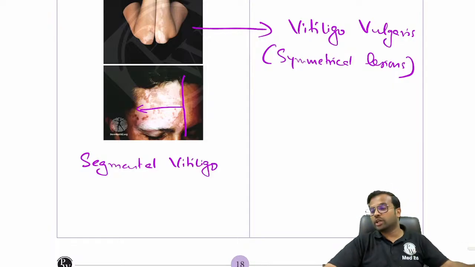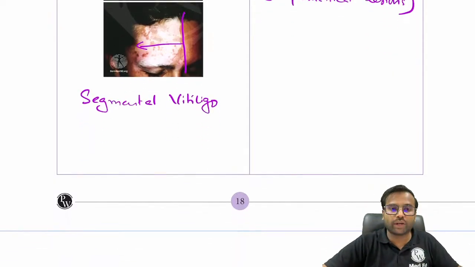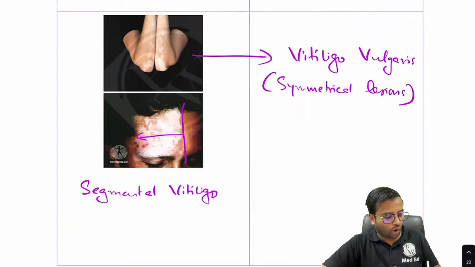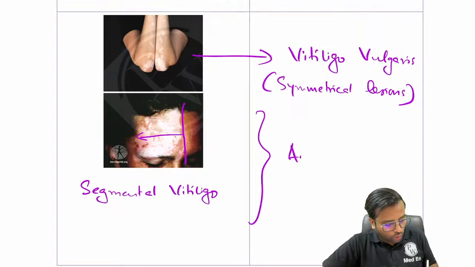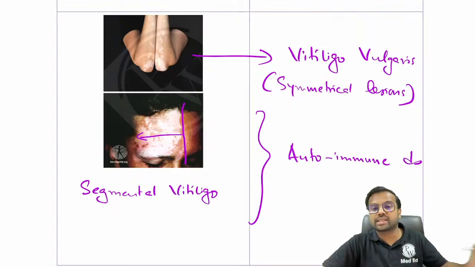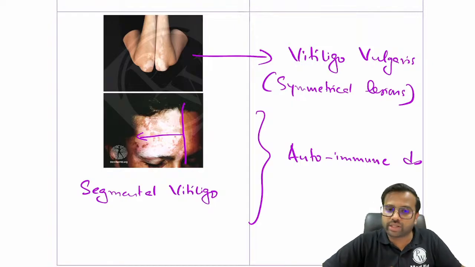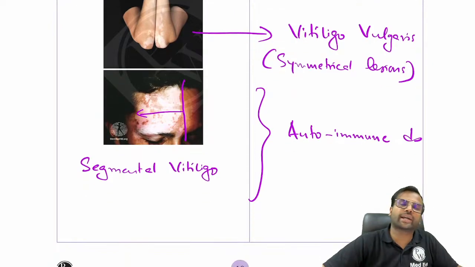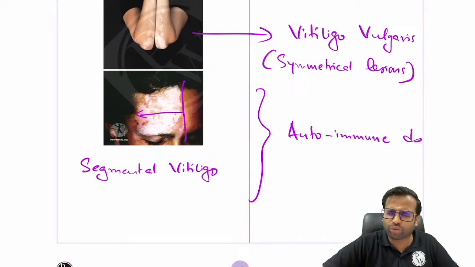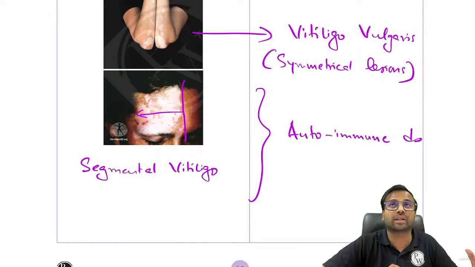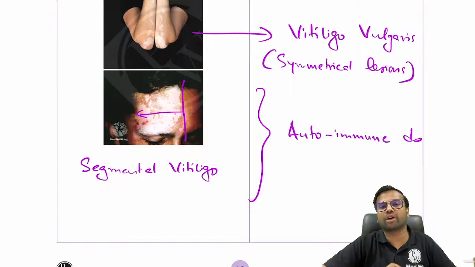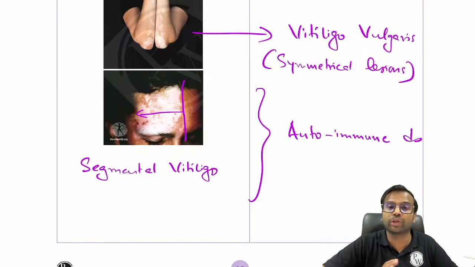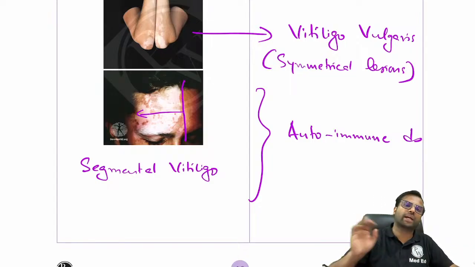So this one should be a segmental vitiligo. Now please remember, all these cases of vitiligo, this is an autoimmune disease. Okay, vitiligo is an autoimmune disease. Yes, Mondal, there are different types of vitiligo, जैसे acrofacial vitiligo हो गया, या फिर focal vitiligo, या फिर vitiligo universalis. All these are different types of vitiligo.